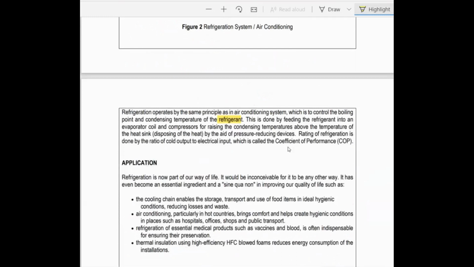The rating of refrigeration is done by the ratio of cold output to the refrigerated output, and normally we call it COP, coefficient of performance. Usually there is an R, which stands for refrigerator. For the next slide, we have COP for heat pump, so there is HP. For the time being, we use COP R, the coefficient of performance related to the refrigerator.